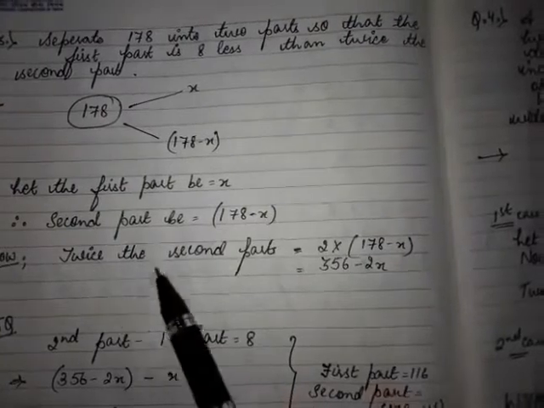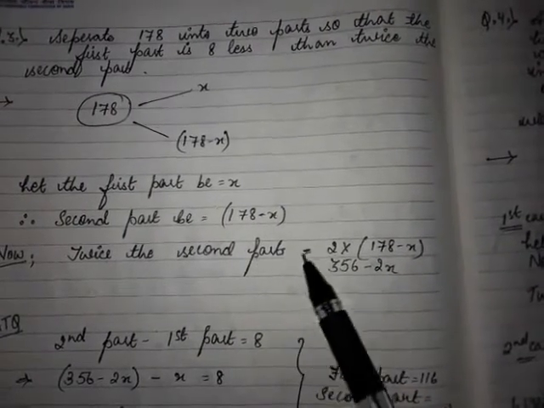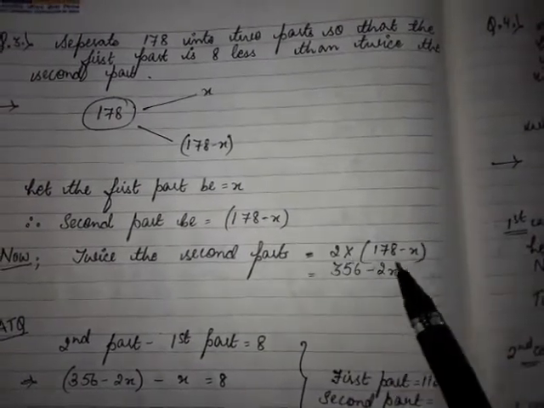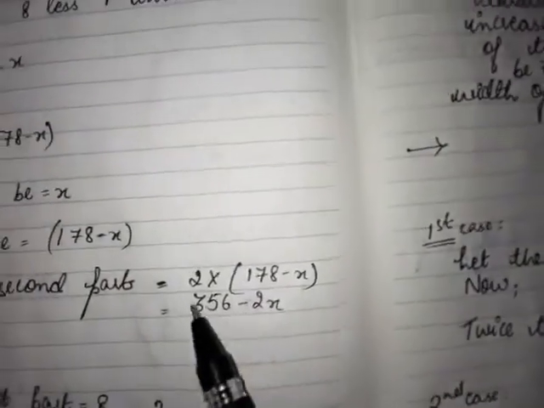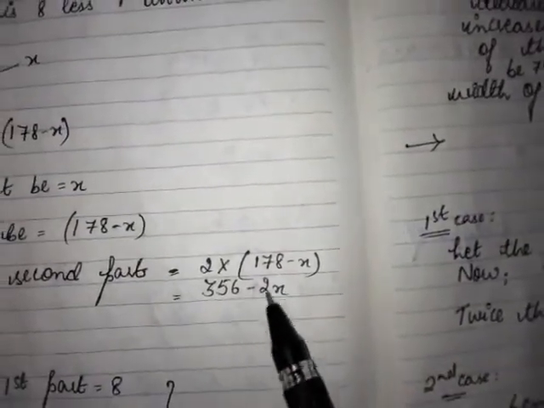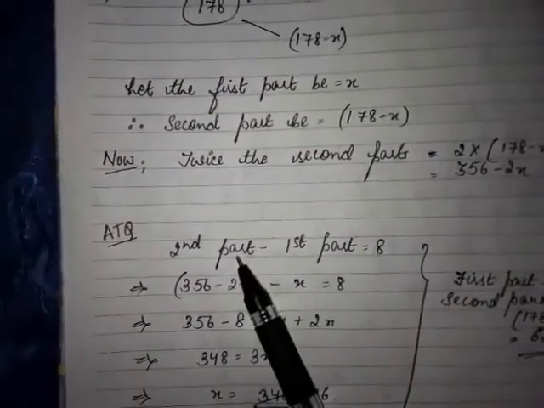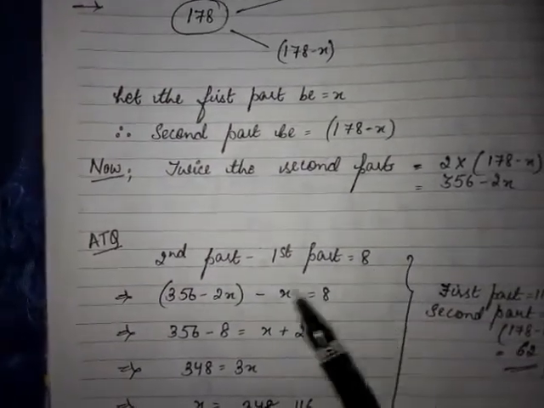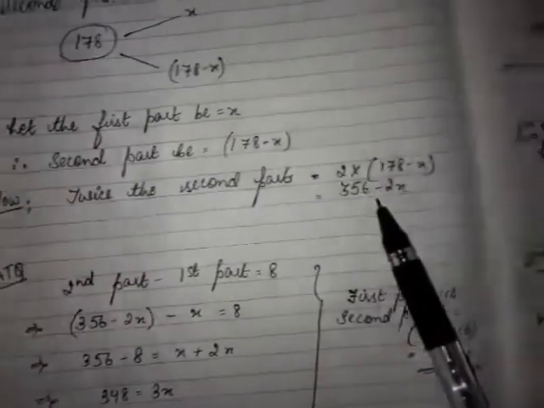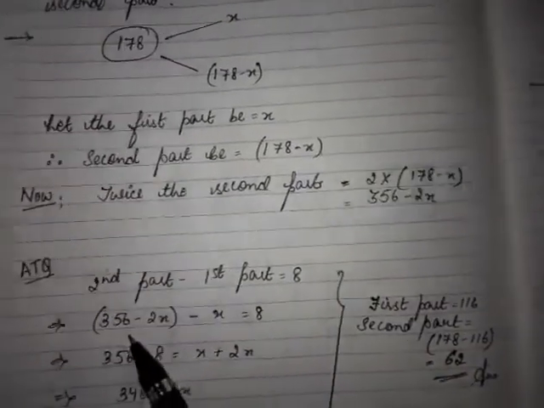Now twice the second part means twice means 2 times. So 2 into 178 minus x. 2 into 178 is 356 minus 2 into x is 2x. According to the question, the second part minus first part is 8. We know the second part is 356 minus 2x. So we mention it here.